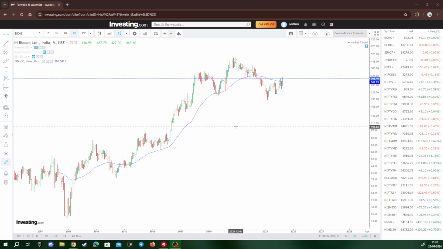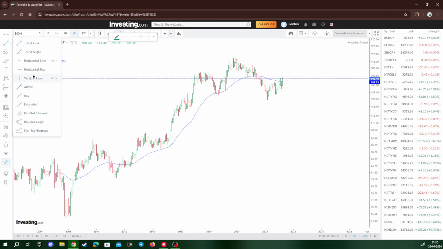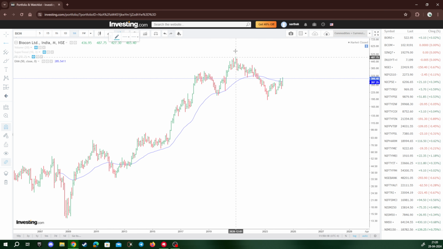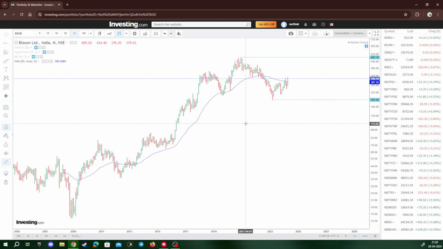So the stock topped out around the levels of 487, and then it made a bottom of around 191. So that's a decline of almost 60%. And when I see such kind of declines in a stock, I tentatively start to assume that this is not a part of a smaller correction. The correction itself is a larger correction and not a very small correction, just by looking at the magnitude or the size of the correction.